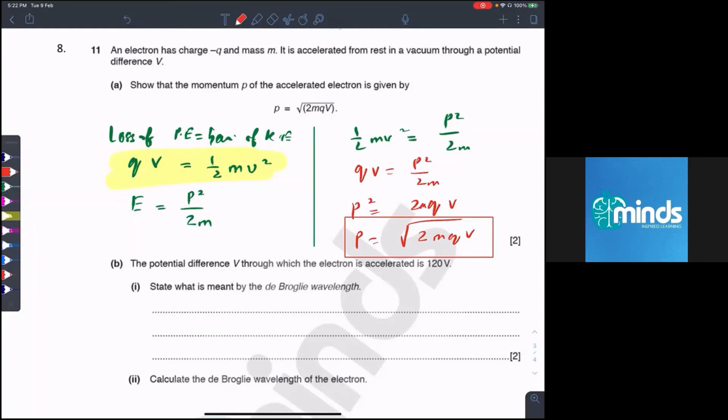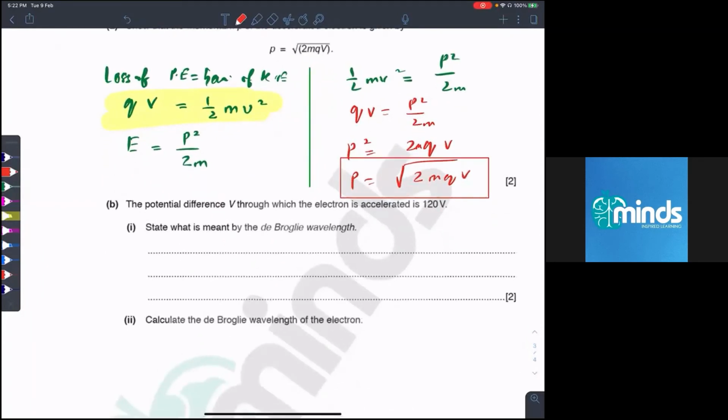First, what is meant by de Broglie wavelength? When particles are in motion, there is a wavelength associated with them, and that wavelength is called de Broglie wavelength. So, it's a 2-mark question. So you need to mention two things. Number one, wavelength is associated with a particle, right? Number two, when they are in a state of motion.